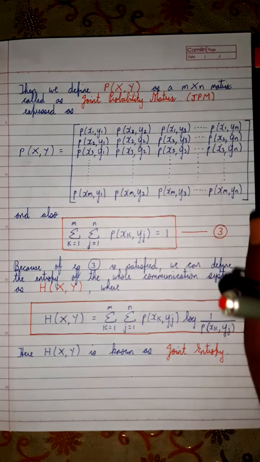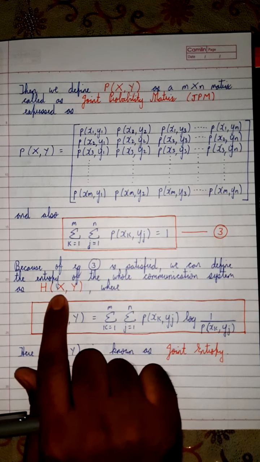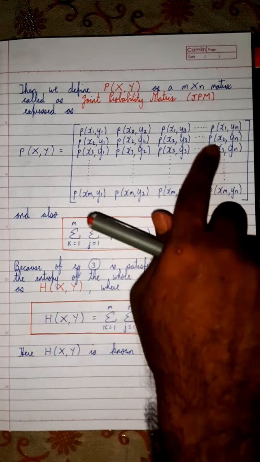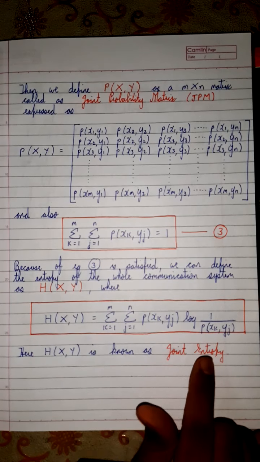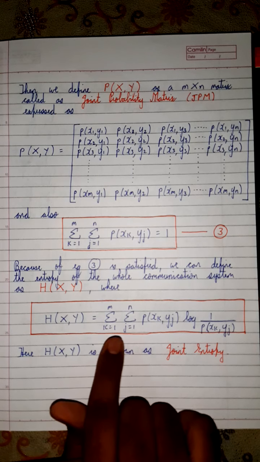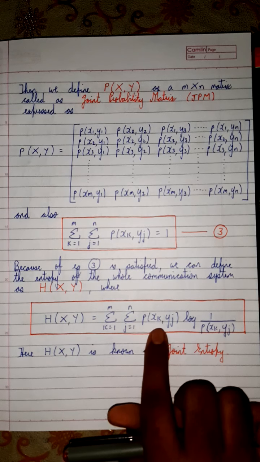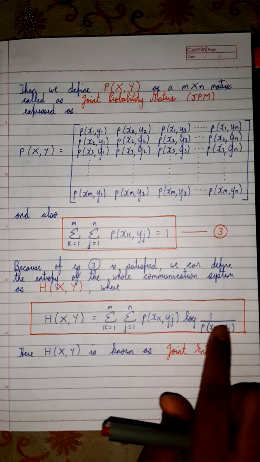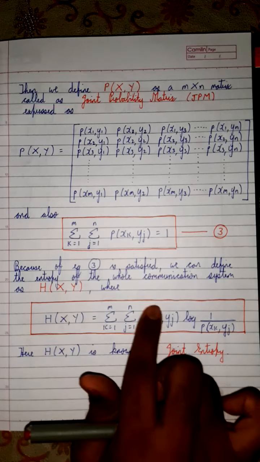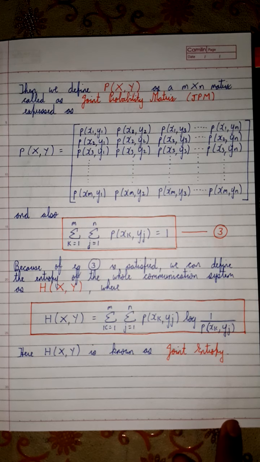That is why we can define the entropy of the whole communication system as H of x comma y, which is nothing but the entropy of each and every one of these probabilities. That means a double summation, for both the rows as well as the columns: sigma k equals 1 to m, sigma j equals 1 to n, p of xk comma yj log of 1 by p of xk comma yj. This is the equation of the joint entropy H of xy.